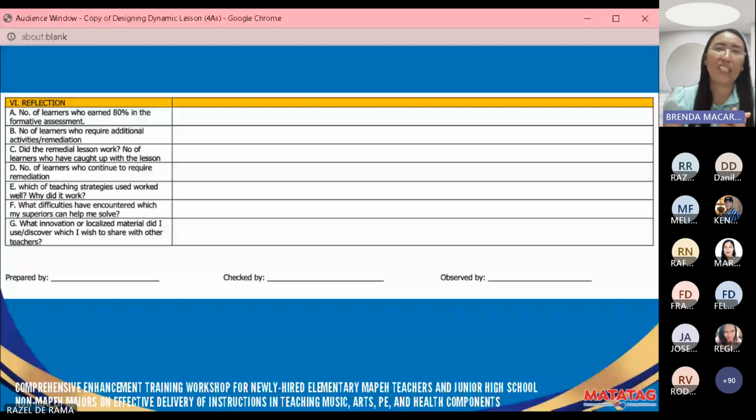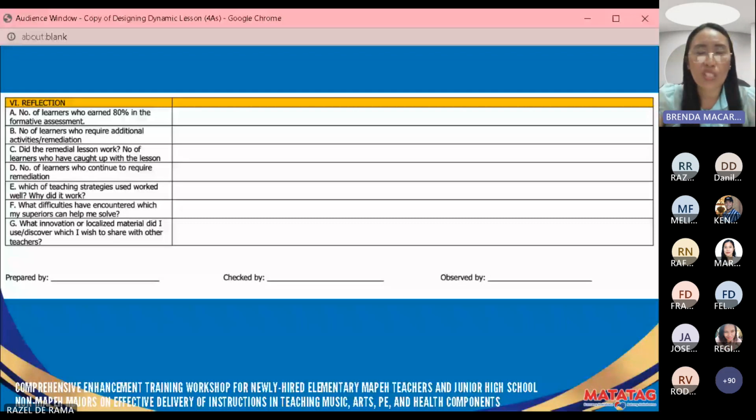Ito yung part na yan. Para sa atin yan. Reflection para sa ating mga teachers, no? So, we should make notes on the number of the learners who require additional activities for remediation. Ilan ba yung estudyante natin na medyo hindi pumasok dun sa standard. Okay? Hindi na-attain yung objective na kailangan ng remediation. So, ilalagay po natin yon.